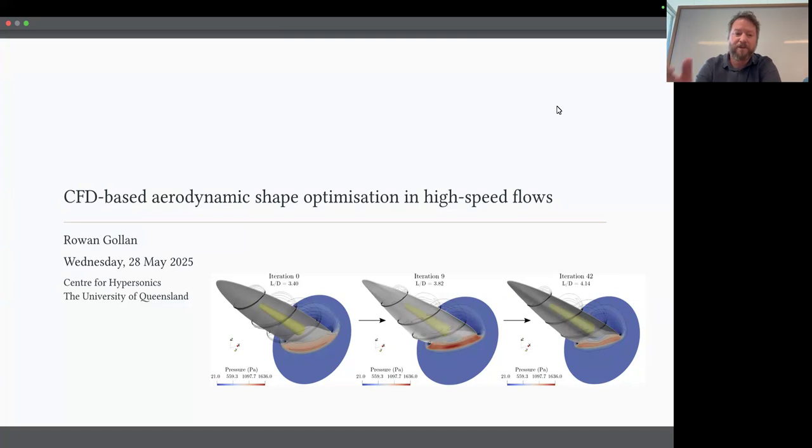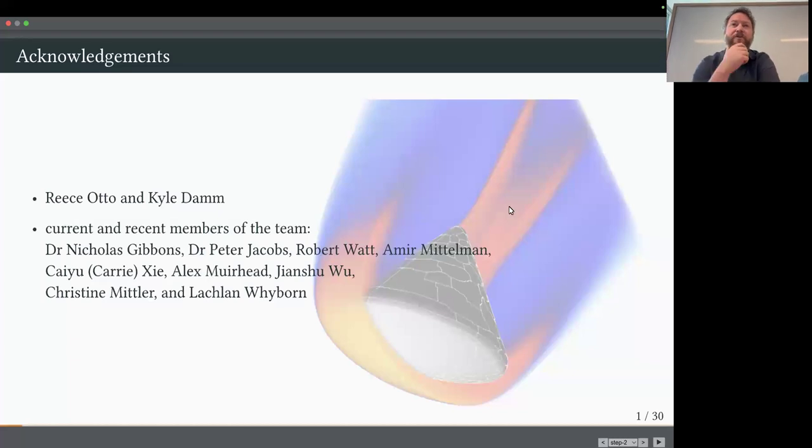So my name's on this first slide, but I'd also like to get right up front the acknowledgements. On that first dot point line, this work really started with the PhD thesis of Kyle Damm. He's since left the group. And the first name on that line is Reece Otto, who's with the group now and continued the work of Kyle. So I'm going to be talking about a lot of their work and contributions.